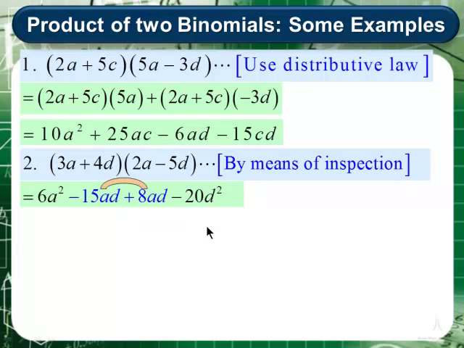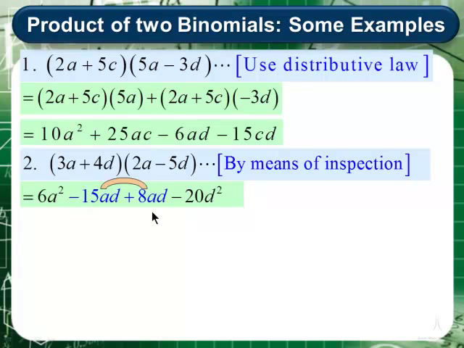Let's have a look at another example, but before we do that, just take note that in this case we have generated, in using the FOIL rule to expand this particular product, two terms which are of the same type. The ad determines the type of the term in this case, and we have 8 of the one and minus 15 of the same type.